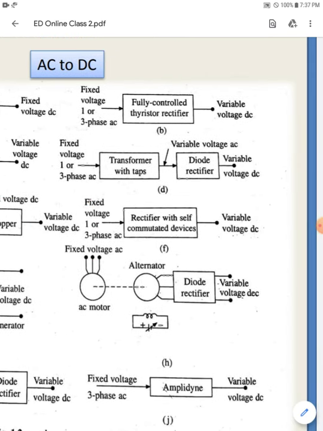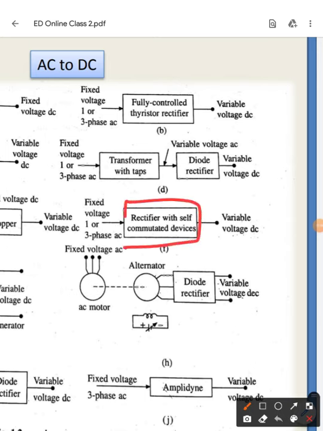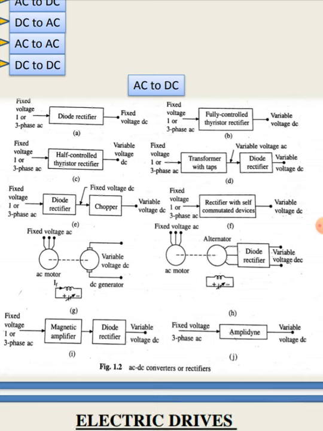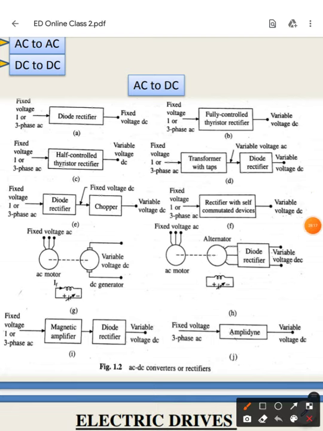Next one, if the fixed AC voltage is fed to a rectifier with self commutated devices, we can also get a variable DC voltage source, right? Self commutated means a proper switching sequence is given to this rectifier for the commutation of these switches, and by using that switching sequence, or by the commutation of the devices, we will get variable DC voltages.